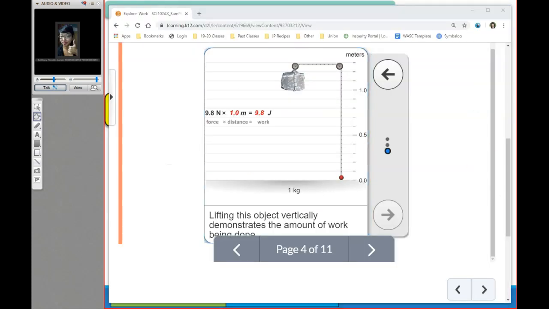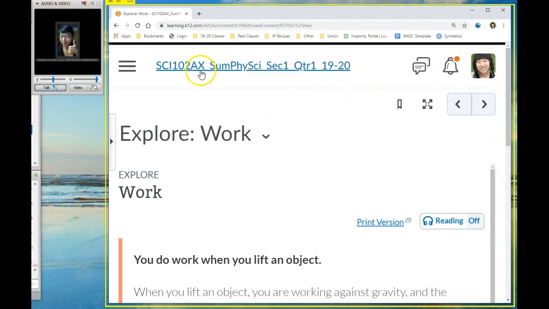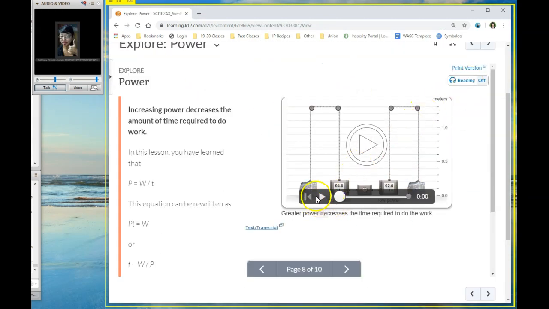So let's go ahead and take a look at this right here. All right, thumbs up when you can see my screen. Okay, so let's go ahead and take a look at this. I'm going to go ahead and press play. And again, they're doing the same work.